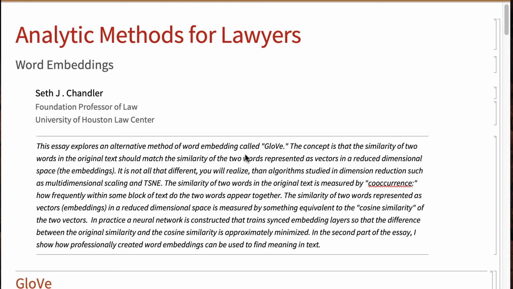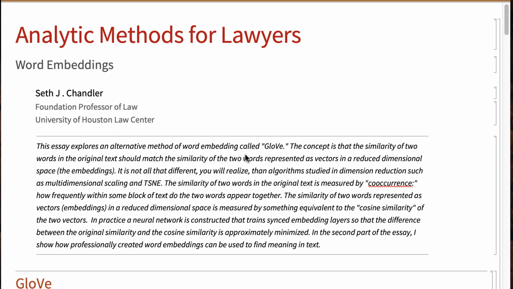The similarity of the two words in the original text is going to be measured by cooccurrence, how frequently within some block of text do the two words appear together. And the similarity of the two words represented as vectors in a reduced dimensional space is measured by something equivalent to cosine similarity of the two vectors. We're basically looking at the angle between the two vectors.